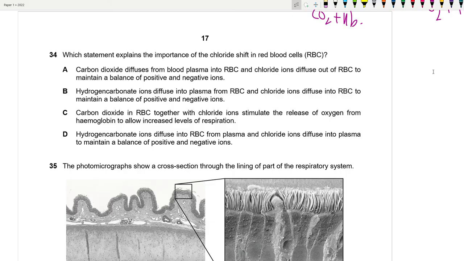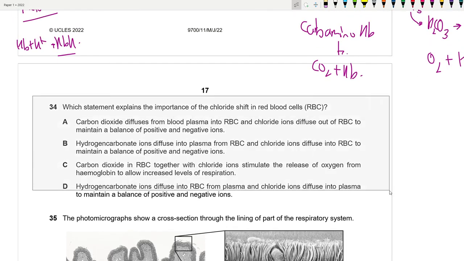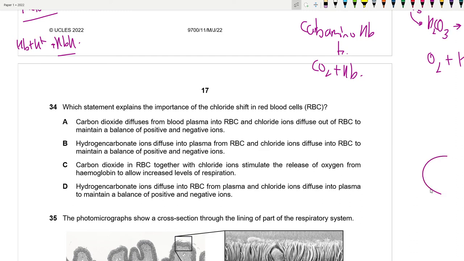Which statement explains the importance of the chloride shift in RBC? Okay, basically it maintains ion balance. You know that in the RBC, a lot of HCO3 minus is produced. So that gets out of the cell, right? Most of the carbon dioxide is transported in blood as HCO3 minus, bicarbonate. But there will be a deficit of negative charge inside the cell, right? That's why chloride ions enter the cell to maintain balance. That's basically it, honestly. So hydrogen carbonate ions diffuse into plasma from RBC, and chloride ions diffuse into RBC to maintain a balance of positive and negative ions.